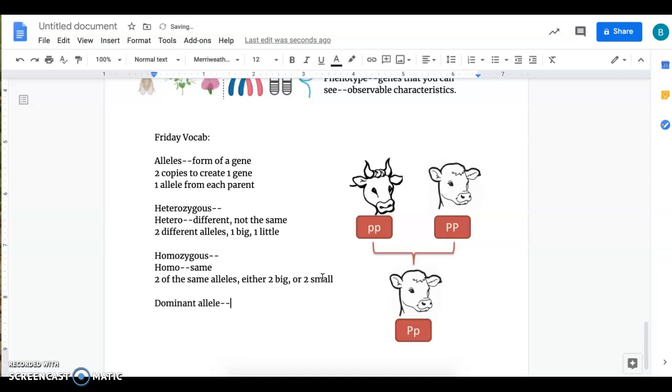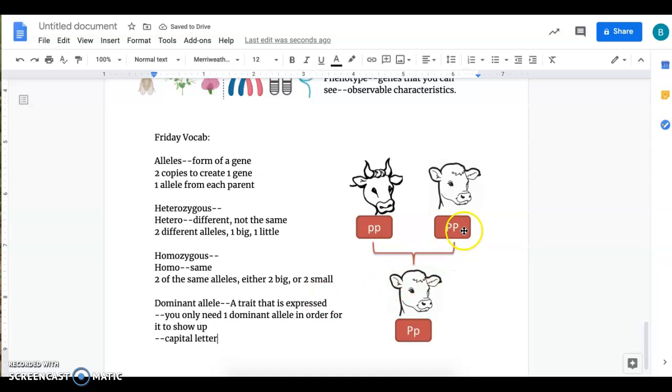The next word we're going to talk about is dominant. A dominant allele is a trait that is expressed, and you only need one dominant allele in order for it to show up. Okay, so a dominant allele is going to be represented by a capital letter.